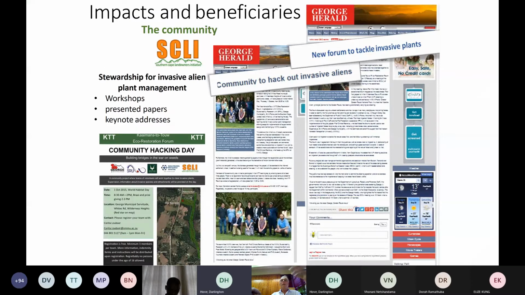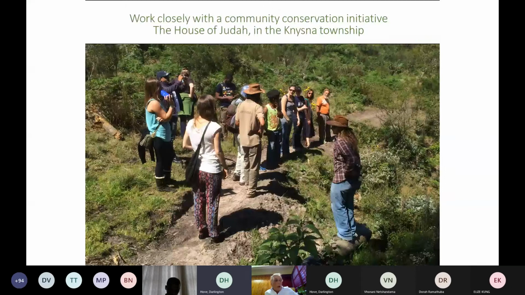And then these are just some of the publications that have flowed from it. There's an indication. And then I've now moved off the Southern Cape. But if you have a very good look at this photo, they are also working with the House of Judah.